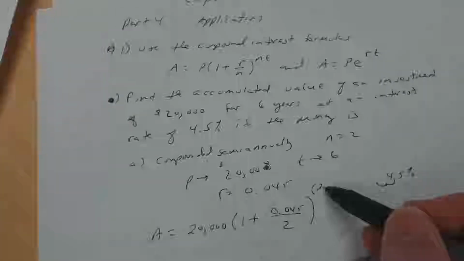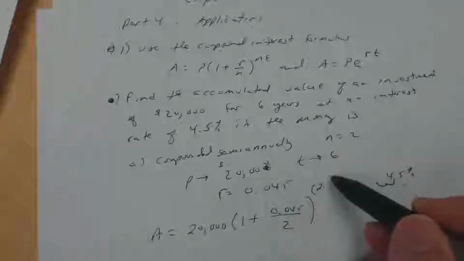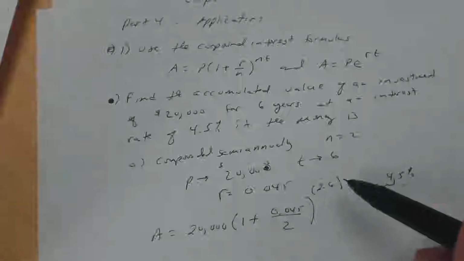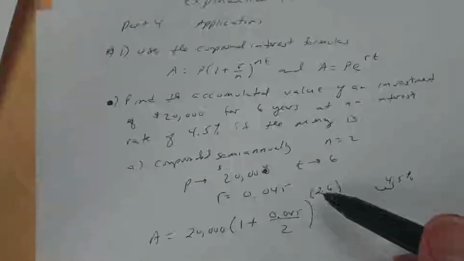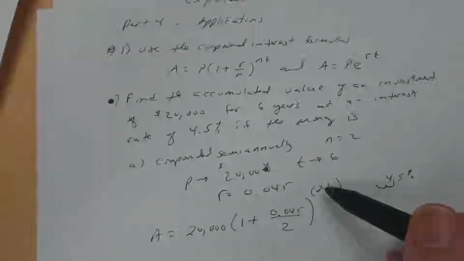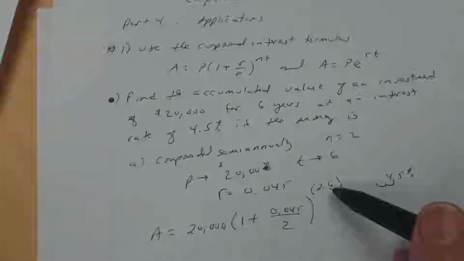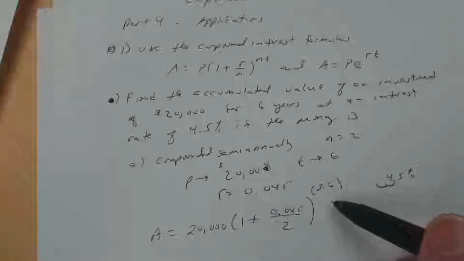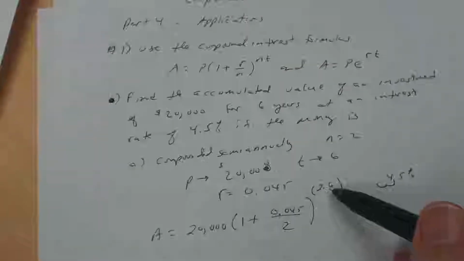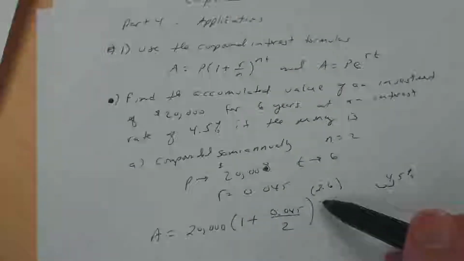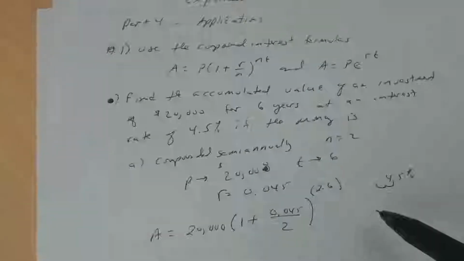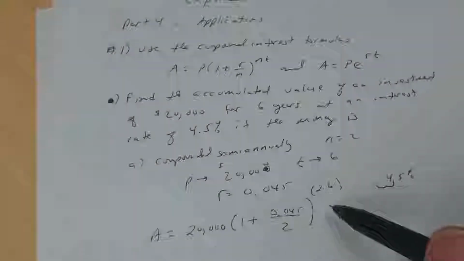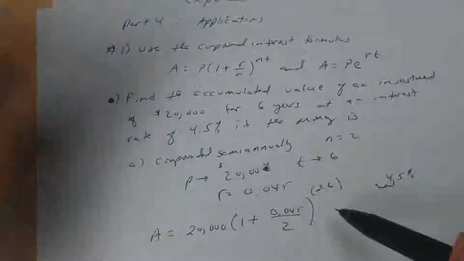So N is 2, T is 6. I mean, 2 times 6 is 12, but sometimes it's not going to be that easy to figure out. Some of these could be decimals, like 2.5 years and 6.5 years, things like that. But that's 12. Let's just leave it like this to show you what to do in your calculator when you get a situation where it's not as easy to say 2 times 6 is 12.